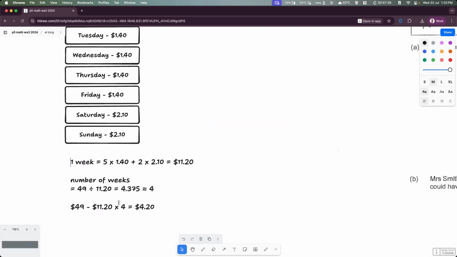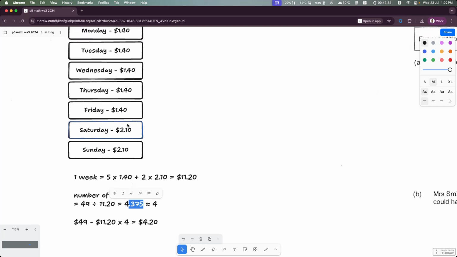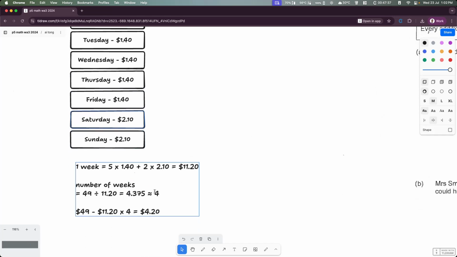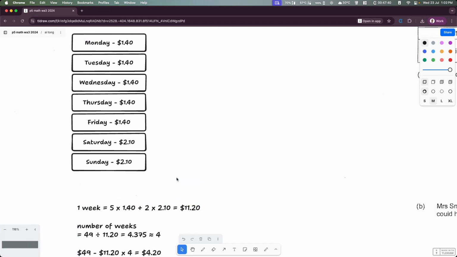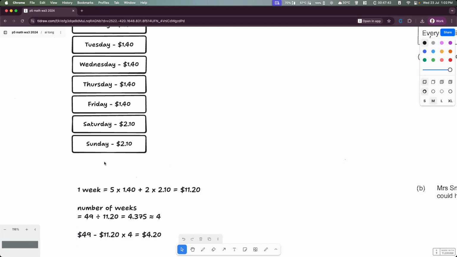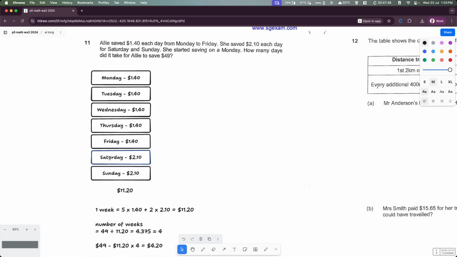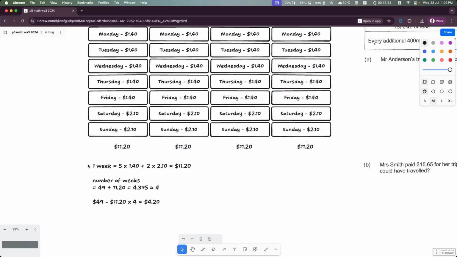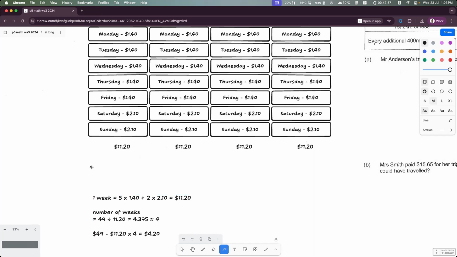Okay, so why do we only have 4 weeks? It is because this 4.375 only works if all of the days are the same. But Saturday and Sunday are different. So we just take it as 4. Because if I were to do this, one row is $11.20. If I do this 4 times, 1, 2, 3, 4, in total, this is actually only how much? 11.20 times 4 is $44.80.